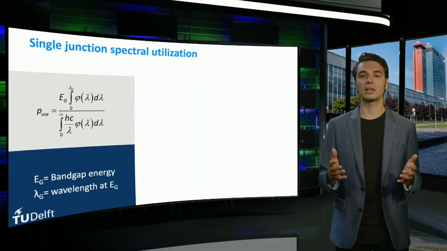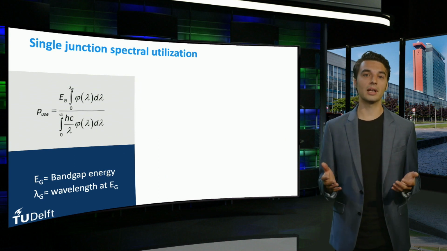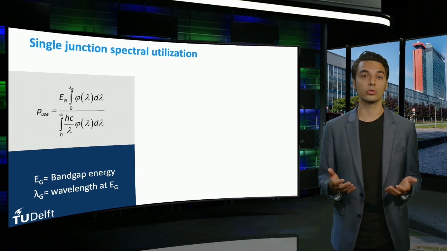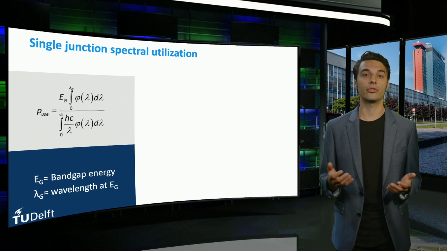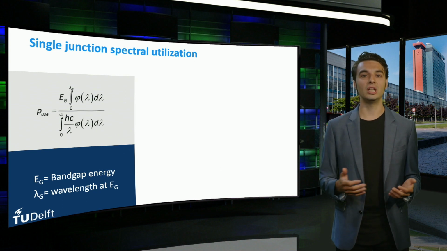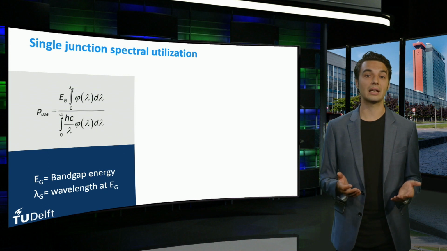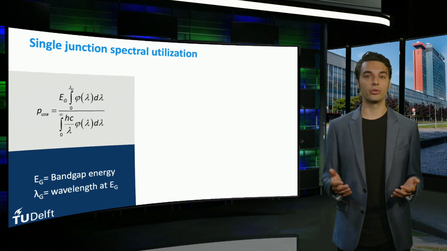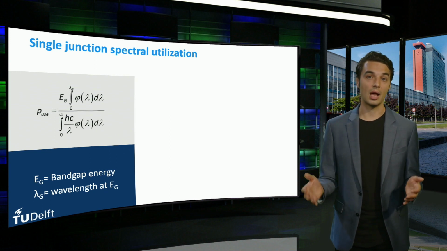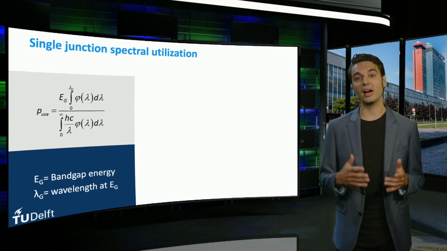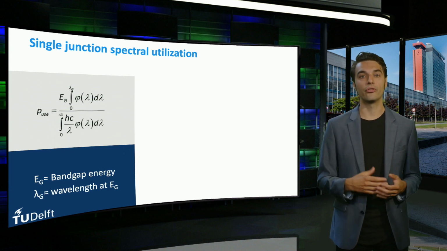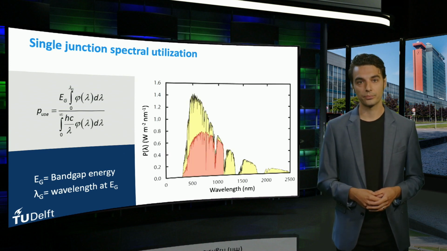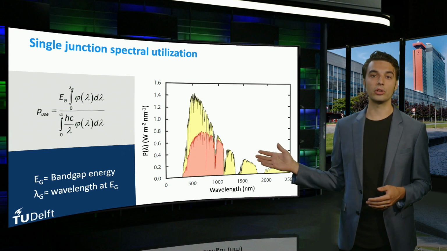So how large exactly are these losses? We can determine that using this equation. It shows the fraction of the incident energy that the solar cell can use, indicated by P use, as a function of its bandgap energy. Lambda g denotes the wavelength that corresponds to the bandgap energy of the absorbent material of the solar cell. By integrating the spectral photon flux over all absorbed wavelengths and multiplying it by the bandgap energy, we find the amount of usable energy. The fraction of usable energy is then determined by dividing with the total amount of incident energy. This figure gives an impression of the usable fraction.